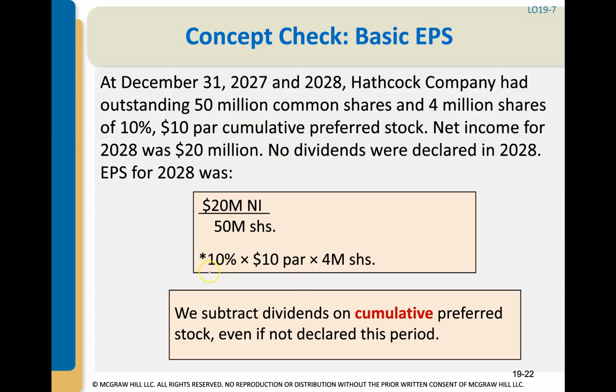But now we have to calculate our preferred stock dividend, which is going to be the 10% times $10 par times 4 million shares of preferred stock. Okay, don't get that confused with the 50 million, because the 50 million is only for common stock. So the preferred dividend is equal to 4 million. And so now our numerator is 16 million, denominator is 50 million. So this EPS is 32 cents per share.